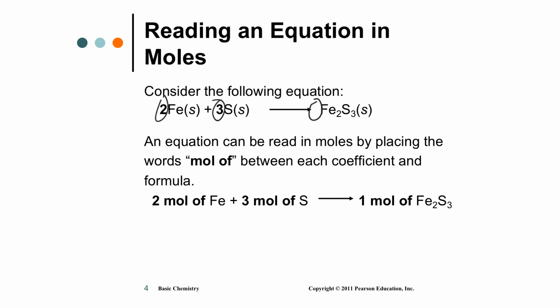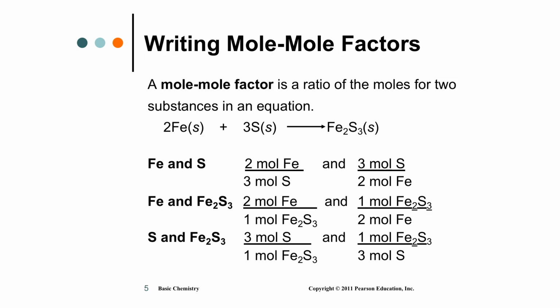Okay, so I'm always thinking in moles. So a mole to mole factor is the ratio between one substance and the next. So how does iron combine with sulfur? 2 to 3. Okay, so 2 moles of iron react with 3 moles of sulfur. For every 2 of one, you've got 3 of the other.